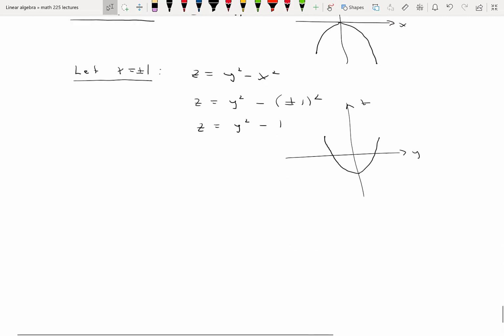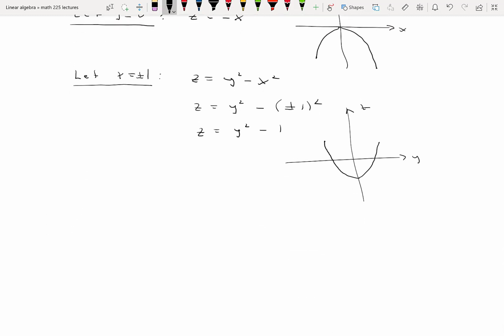Here's the drawing again, formed all at once. I got that parabola up. I got the hyperbola. I got the z equals negative x squared. And I connect these two.